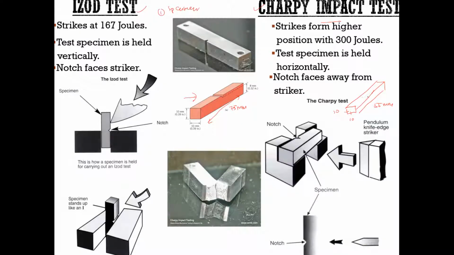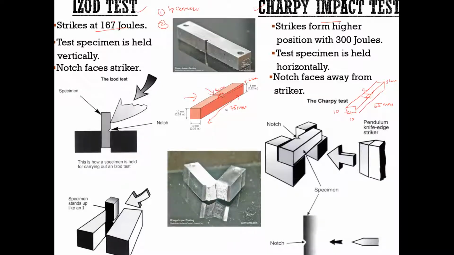And we have the same thing here, the V notch. We call this a V notch because the shape is like a V. The V notch here is 2 mm depth, similar to the Charpy impact test. The angle here is also similar, which is 45 degrees. It's a standard specimen for both Izod and Charpy impact tests.